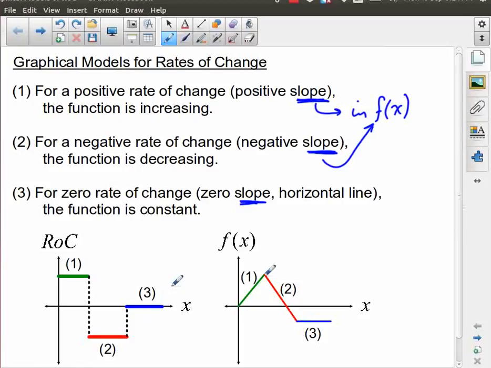So that means that with a positive slope, the function is increasing. A negative slope means the function is decreasing. And then if we have no rate of change, if the function is not changing at all, that means the function is constant. What does it mean to have no rate of change? That would mean the rate of change is equal to 0.